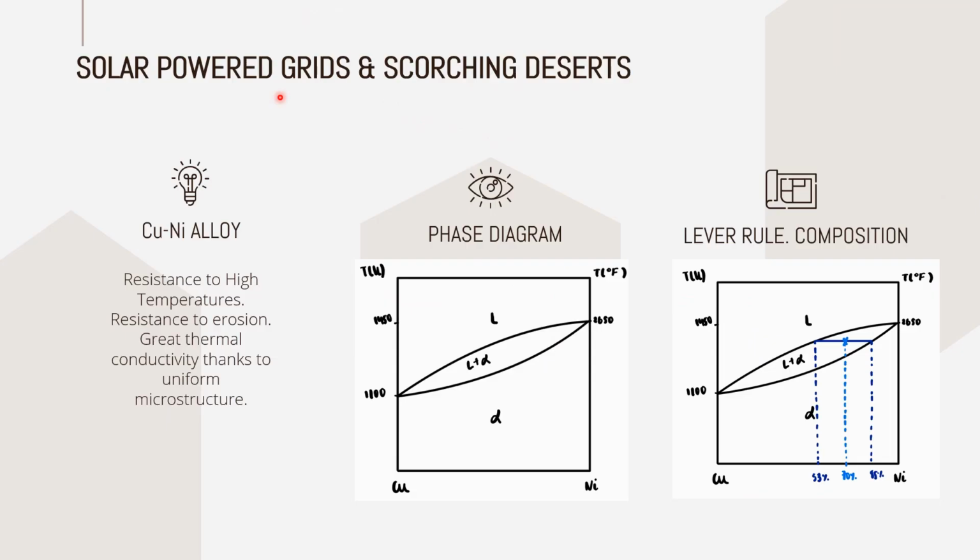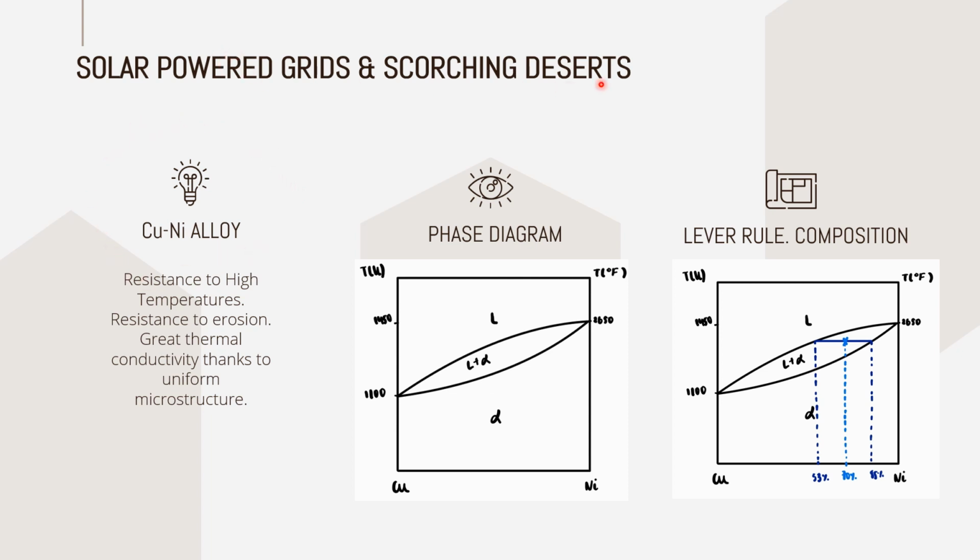Okay, so once we've talked about those skyscrapers and coastal winds, now we're going to talk about solar power grids and scorching deserts. So the alloy I decided to use was the copper nickel alloy.